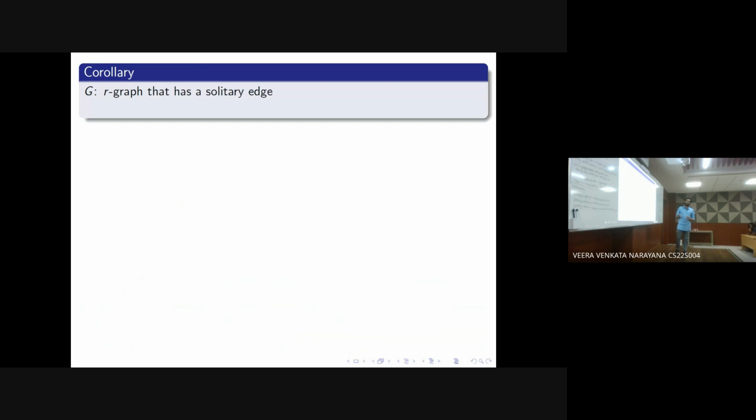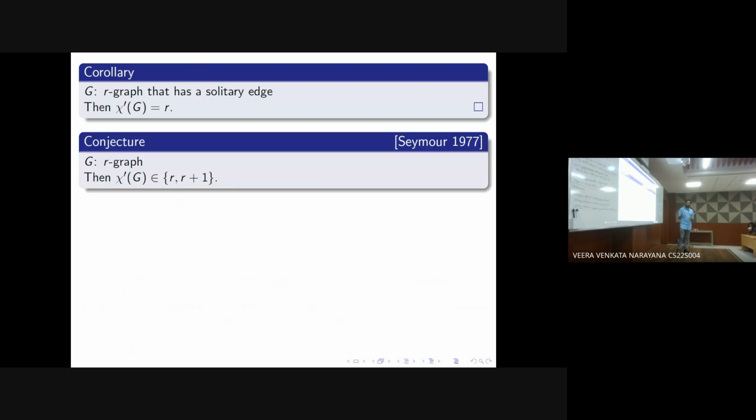So we'll get this as a corollary. Any r-graph that has a solitary edge, we can color using exactly r colors. The edge chromatic number of an r-graph that has a solitary edge is exactly r. So recall Seymour's conjecture, that we can color any r-graph with r+1 colors. So we just showed that if it has a solitary edge, we are able to color using r colors. There is no connectivity condition here. Okay.